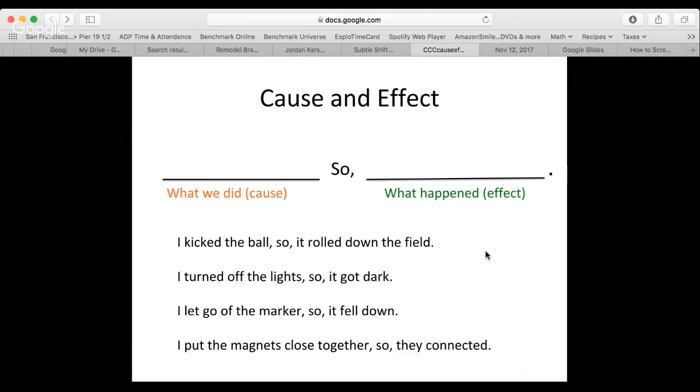With the ball example, what we did was to kick the ball, and what happened was that it rolled down the field. I then walked over to the light switch in the room and said, I turned off the lights, so, and the students replied in choral response, it got dark. I held up a marker and said, I let go of the marker, so, and as I released the marker, the students repeated, so it fell down.